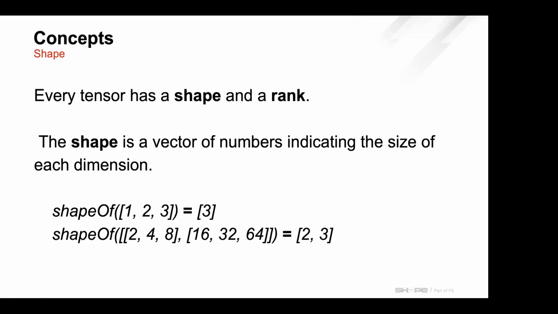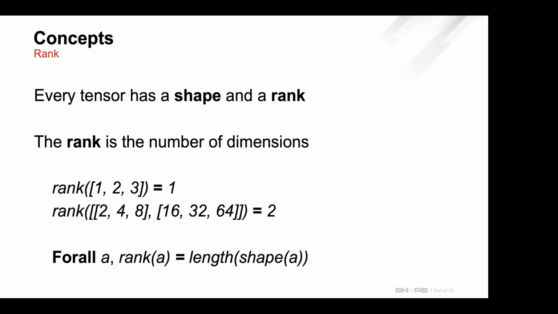Now, every tensor has a shape and a rank. The shape is a vector of numbers that describes the sizes of all the dimensions. So if it's a vector like 1, 2, 3, the shape is 3. If it's a matrix, then the shape is 2, 3, and so forth for any number of dimensions. And the rank is the number of dimensions. So vectors are rank 1, matrices are rank 2, three-dimensional things are rank 3, etc. And it's always the case that the length of the shape is equal to the rank.